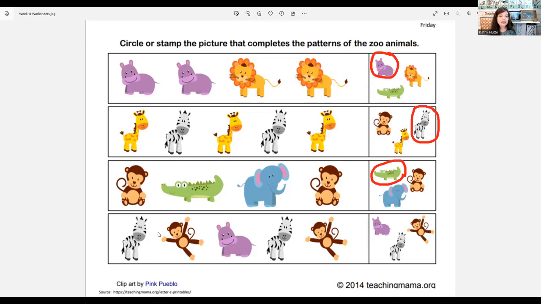All right, last one. Zebra, monkey, hippo. And then we're back to the zebra. So there's the pattern. Zebra, monkey, hippo. Zebra, monkey. What's next? Hippo. After the monkey comes the hippo. Zebra, monkey, hippo. Zebra, monkey, hippo.